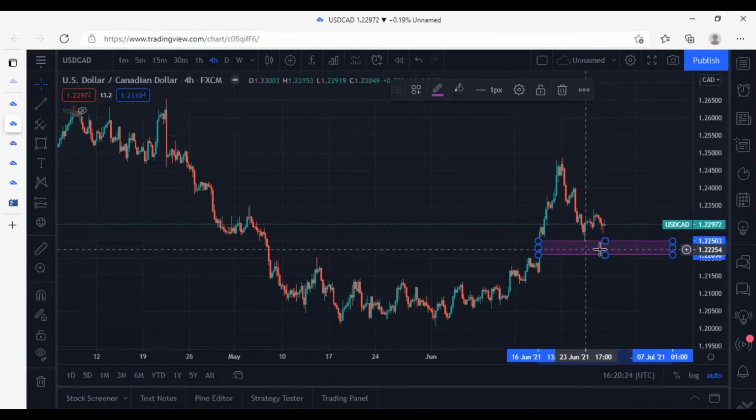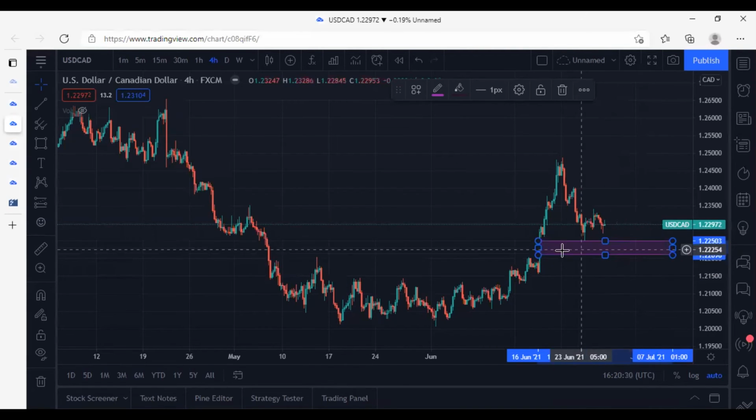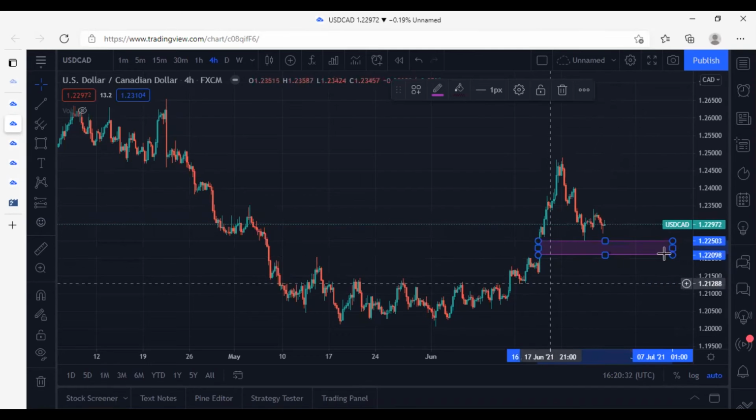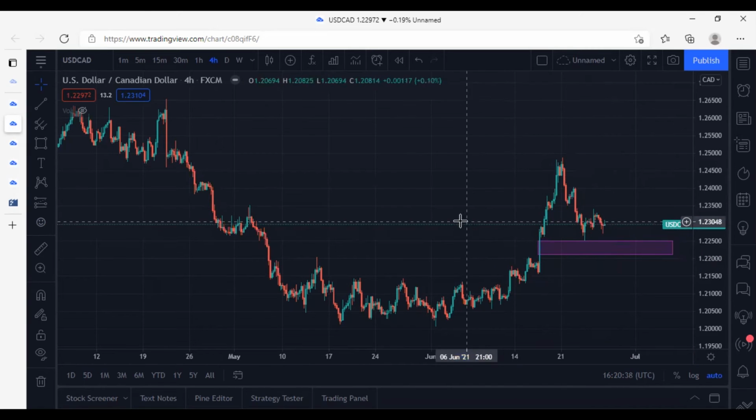But I want the liquidity to be taken out, all these lows to be taken out. Even if it's going to take out another liquidity formation, I don't care. What I know is that I'm going to be bullish on USDCAD, and I know I'm going to be right. Just a joke.